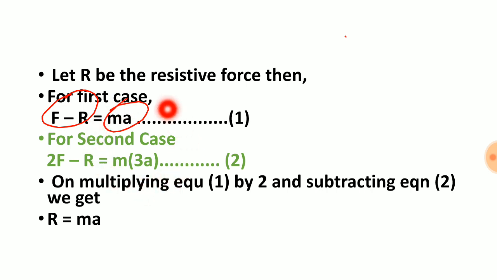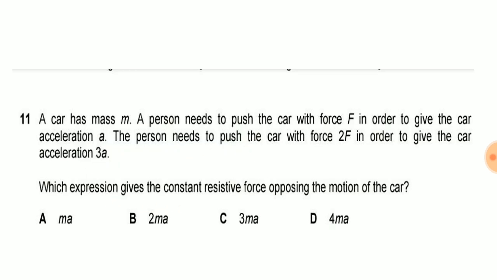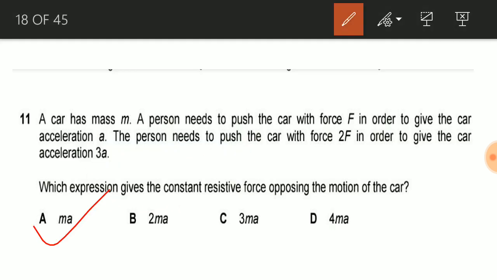Now on solving this, on multiplying this expression by 2 and subtracting it from this, we will get our resultant force. This is our resistive force. This resistive force will come as ma. So ma is in option choice A. Option choice A is the correct answer for question number 11.